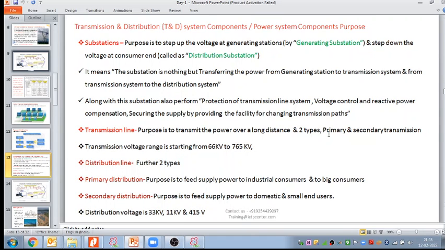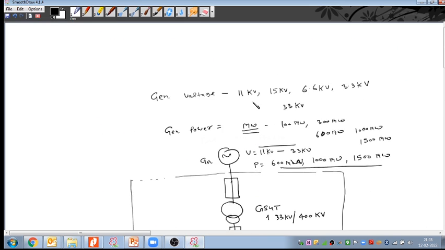This transmission line has two types, primary and secondary, and the transmission voltage range is starting from 66 to 765 kilovolts. So what is the maximum transmission voltage that we have across the world globally? So we can see that this is my generating voltage, and what is the maximum transmission voltage? 1200 kilovolts. Yeah, so we can see the maximum transmission voltage that exists in this world globally is 1200 or 1150 kilovolts.